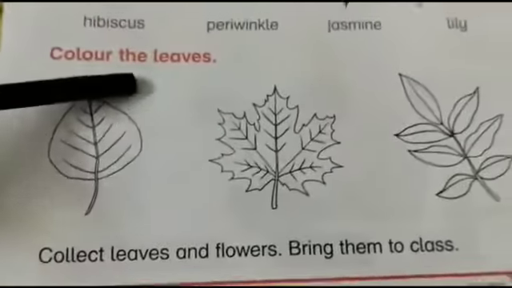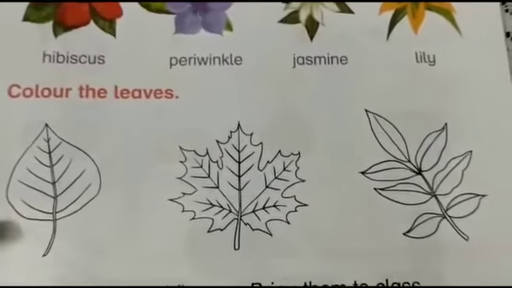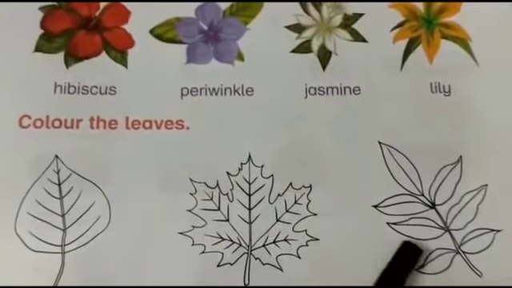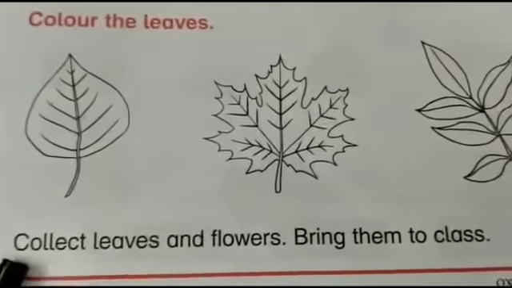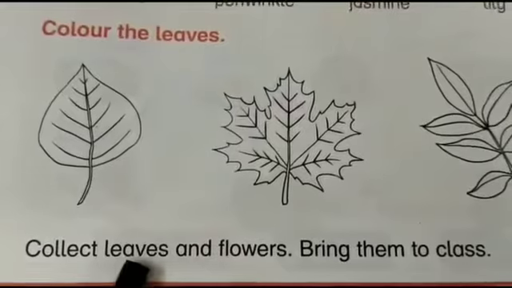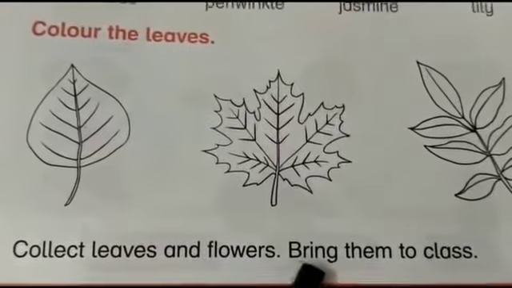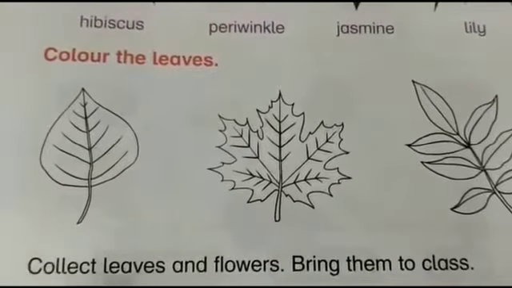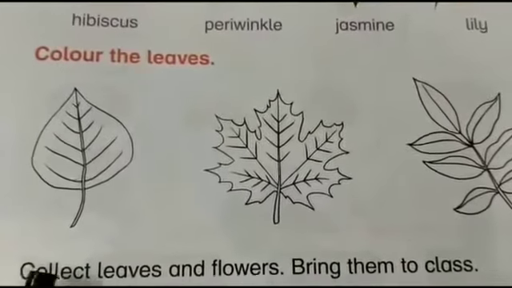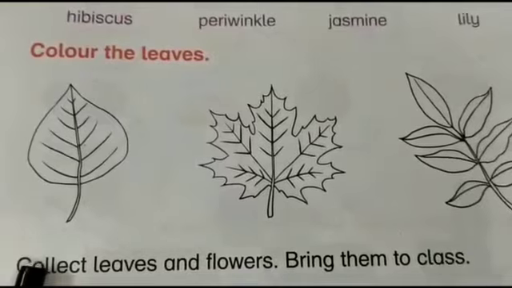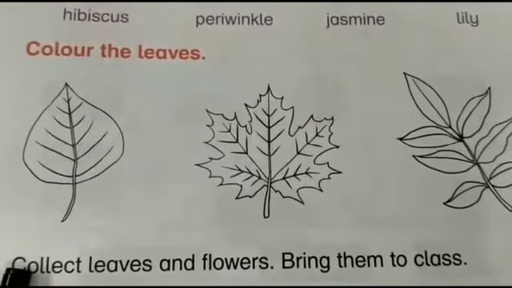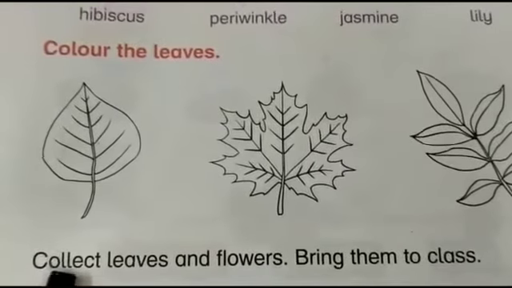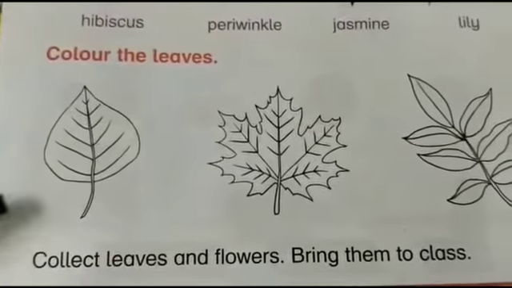Okay, now you will color the leaves. You know what is the color of the leaves? Green. You can use different shades to color all these leaves. Now let's see the last activity. Collect leaves and flowers. Bring them to class. When the school will open, inshallah, you will bring your leaves and flowers, whatever you will collect during these days. You will bring them to school, and we have many activities to do with those.